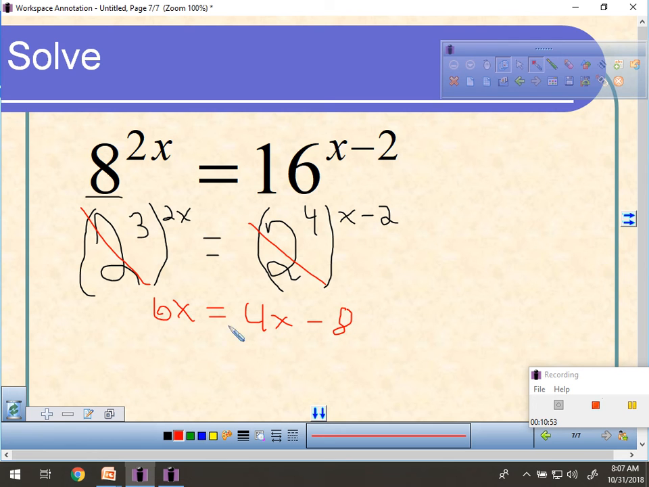And then to solve this for x, notice you've got 6x over here and 4x over here, so I'm going to subtract 4x from both sides, and so 6x minus 4x would give me 2x over here on the left-hand side, and that's equal to negative 8. And then to solve this for x, just divide by 2, and that gives my answer of negative 4.